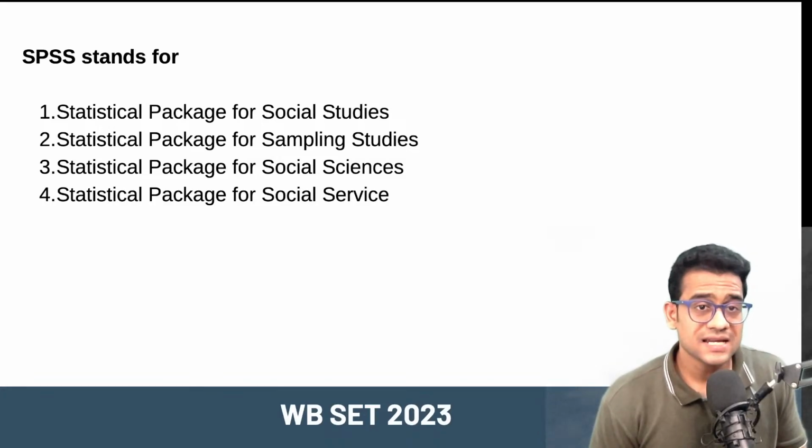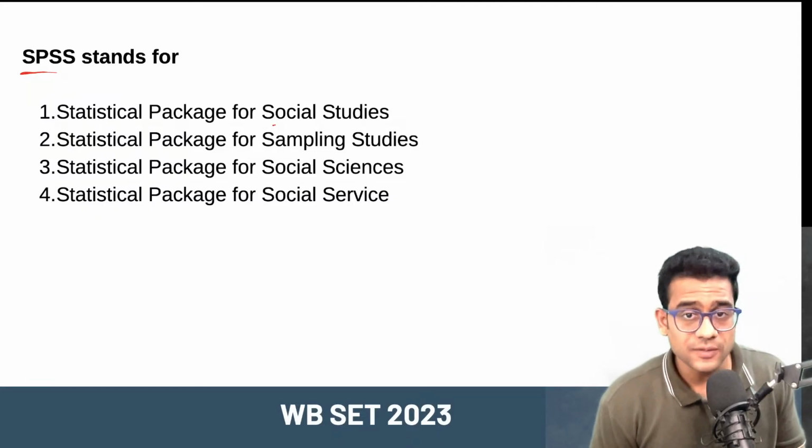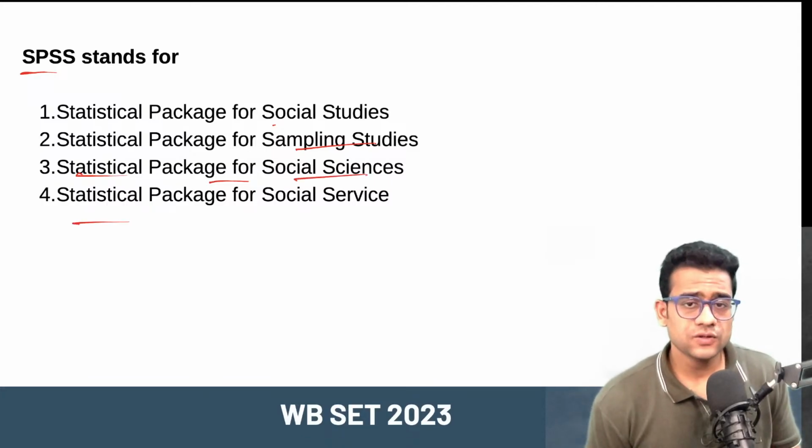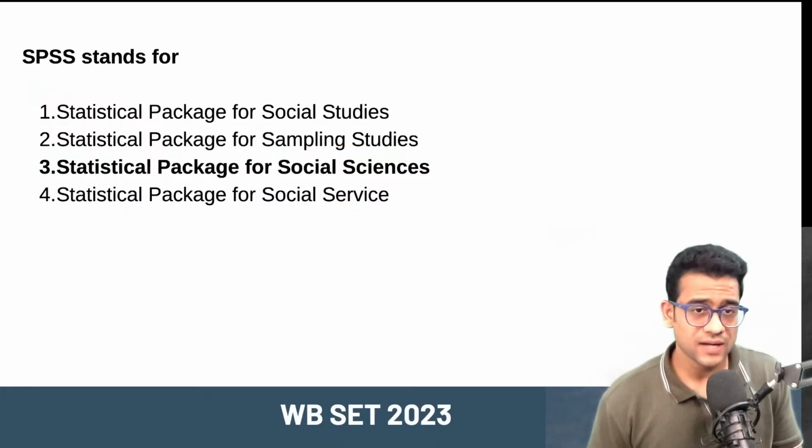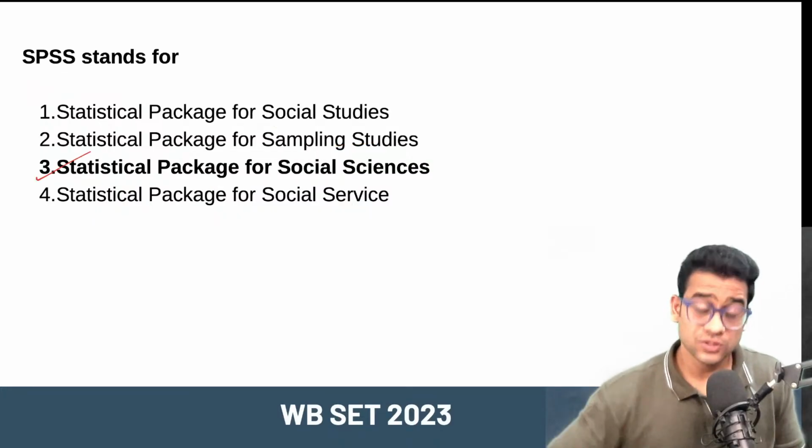What does SPSS stand for? Statistical Package for Social Studies, Statistical Package for Sampling Studies, Statistical Package for Social Sciences, Statistical Package for Social Service. So this was recently asked in WB SET, West Bengal SET. So the right answer is Statistical Package for Social Services.